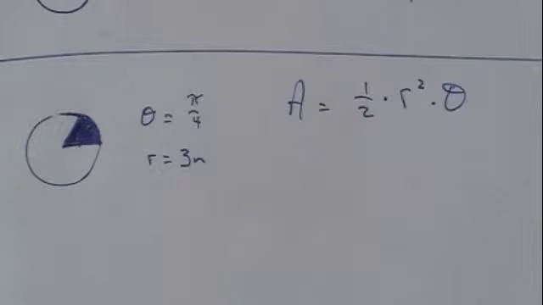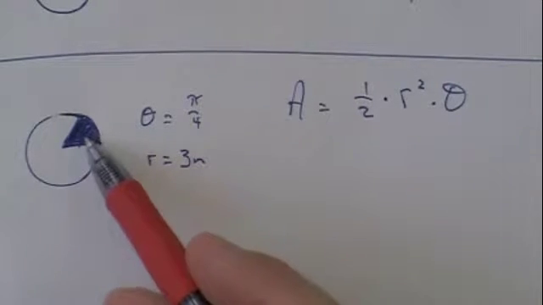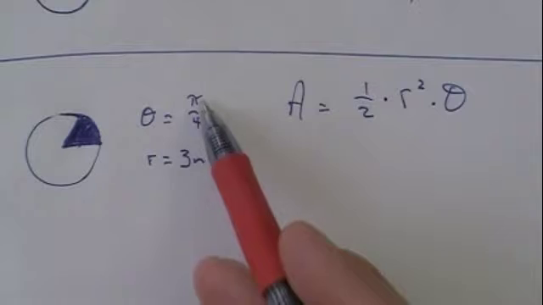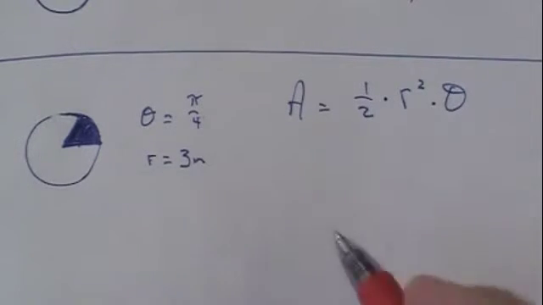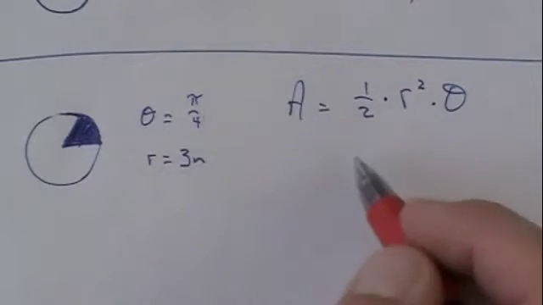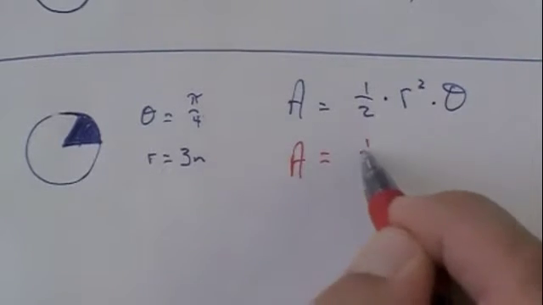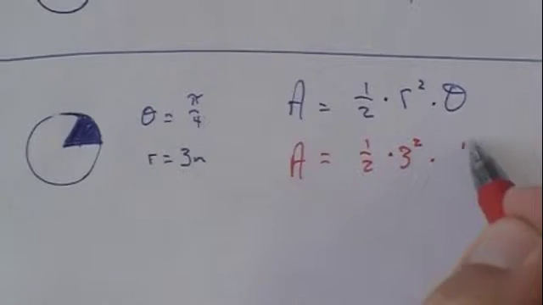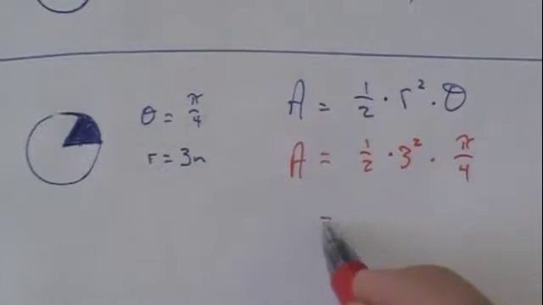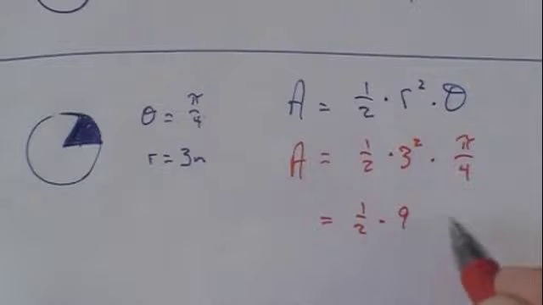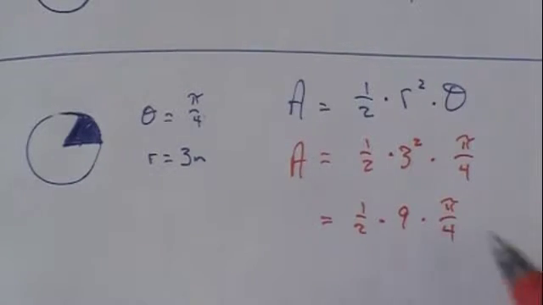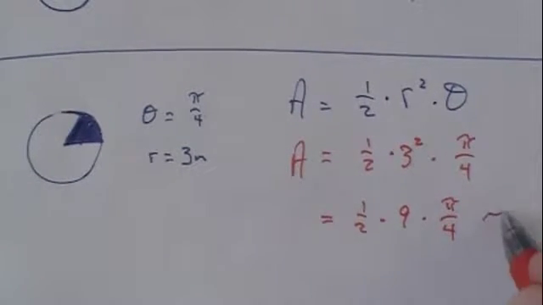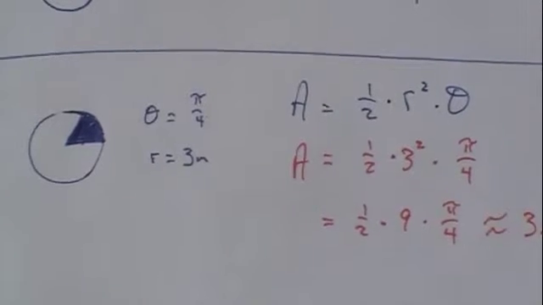Now we're looking at that same circle. This time we're going to find the area of the sector created by the angle, pi over 4. Again, our radius is 3 meters. So to find the area, we're going to take 1/2 times that radius squared, so that's 3 squared, times our angle, pi over 4. So we have 1/2 times 9 times pi over 4. And then that, again, we can plug into the calculator, get an approximate area of 3.53 square meters.